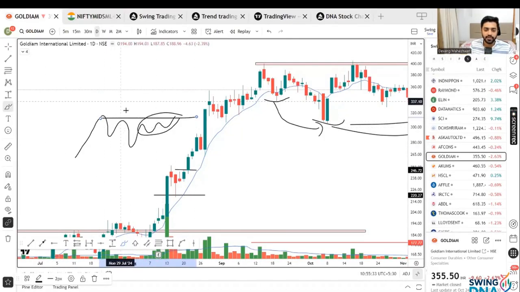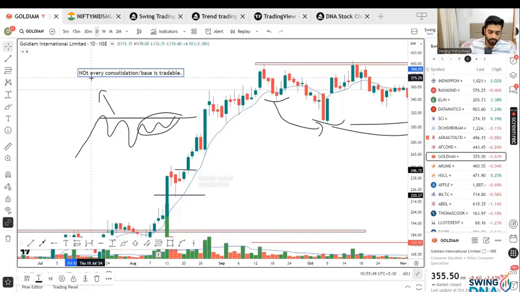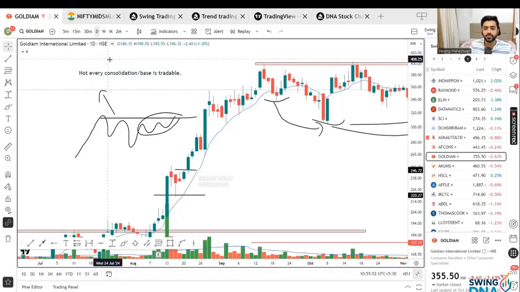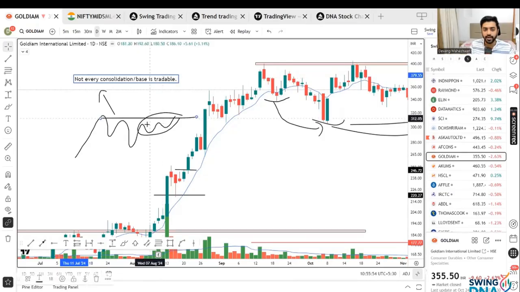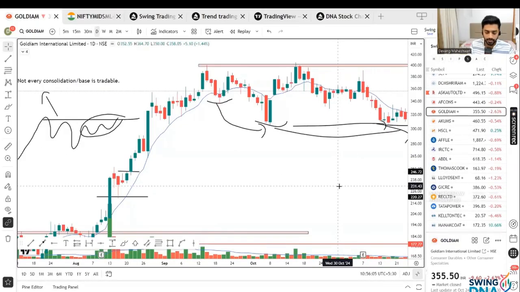Not every consolidation is tradable. Okay, not every consolidation or base is tradable. We need certain things to fall in line so as to make a trade there, and one of them is this contraction. As it consolidates, as it moves further in the consolidation, it needs to contract. Let's see more examples.